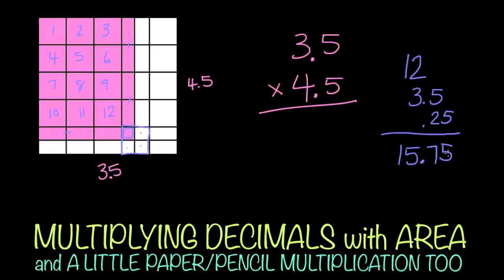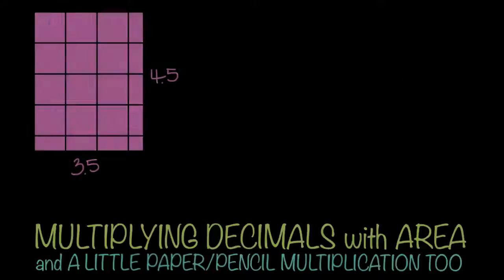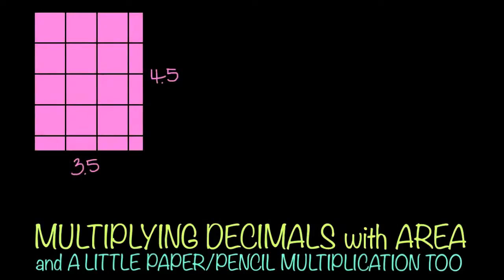15 and 75 hundredths. 3 and 5/10 times 4 and 5/10 is 15 and 75 hundredths. Doing it using... Now, having this picture of a grid kind of in the back of your mind while you're multiplying is very helpful, because when you're done, you can use it to sort of estimate and see where you want to put your decimal point.